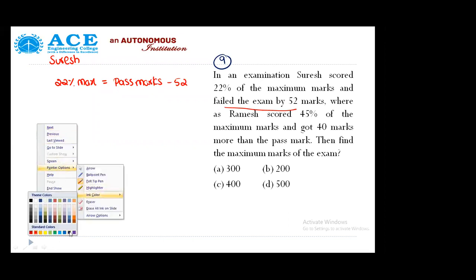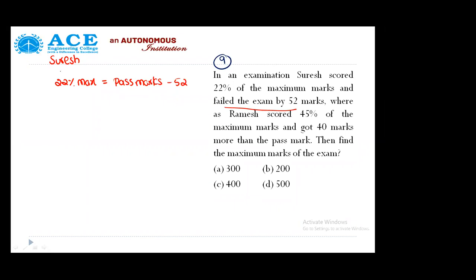Here we are subtracting, right? Here you can't assume the maximum marks is something. You are doing subtraction. What about Ramesh? Ramesh got 45% of maximum marks and he passed by 40. He got 40 marks more than the pass marks. So plus 40 we can do. This is equation 1 and this is equation 2.